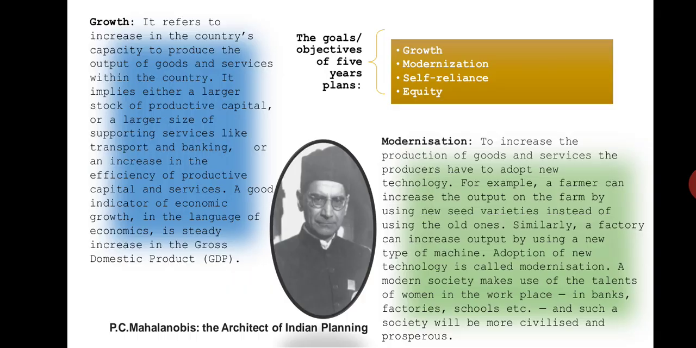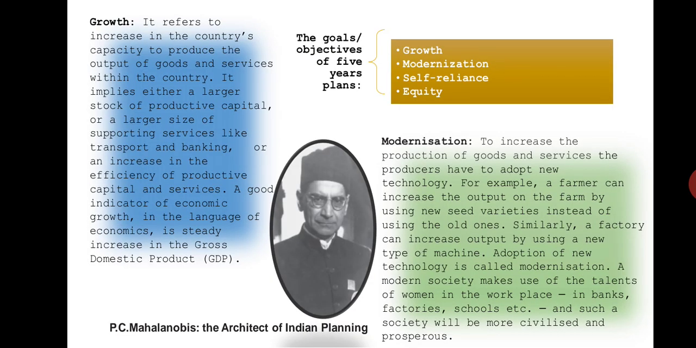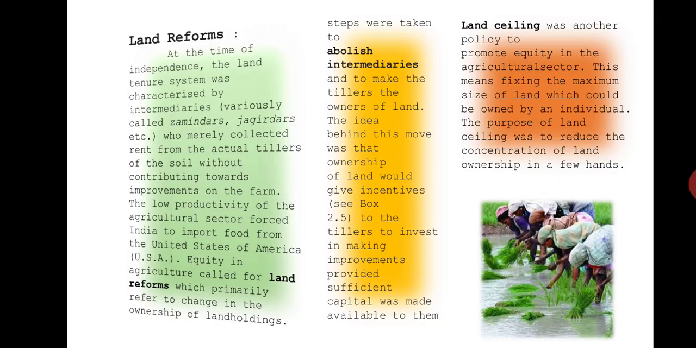Basically, there are four major objectives in Indian economic planning: economic growth, economic equality, self-reliance, and modernization. We have already discussed the goals of the 5-year plan in the previous class. Now today we will discuss the agricultural development that was introduced in that time period.